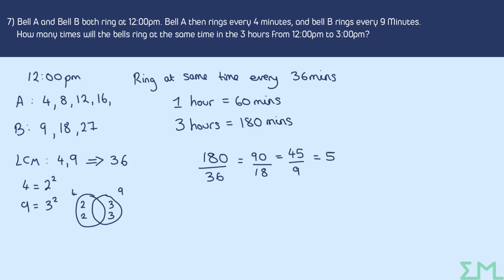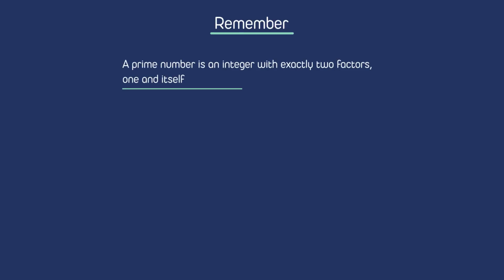So our conclusion is that they will ring at the same time 5 times in the 3 hours from 12 till 3. So look out for these questions. They generally tell you about something that happens every certain amount of time, which means that you're effectively looking for the lowest common multiple. And this brings us to the end of the video.